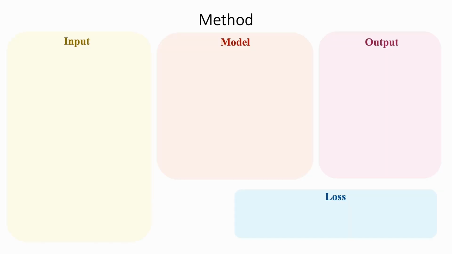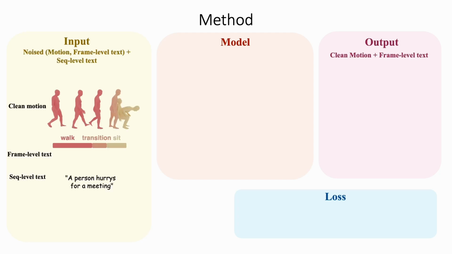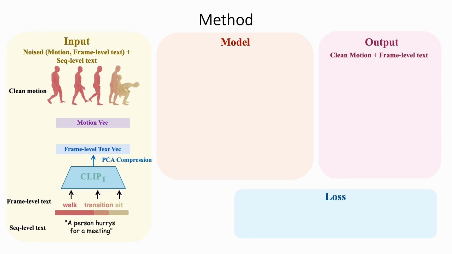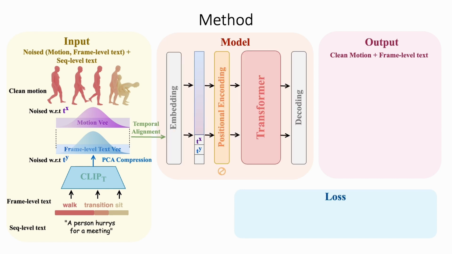Our model is a transformer and trained via denoising diffusion. Motion, frame-level text, and sequence-level text are the inputs. The text is encoded using a CLIP model. Motion and frame-level text are aligned temporally via concatenation. Inputs can optionally be noised, as commonly done in diffusion. The inputs are fed through a transformer-based model.